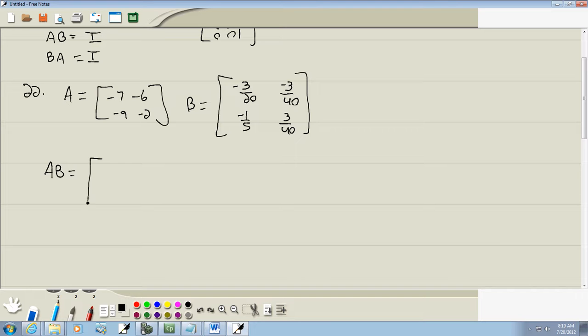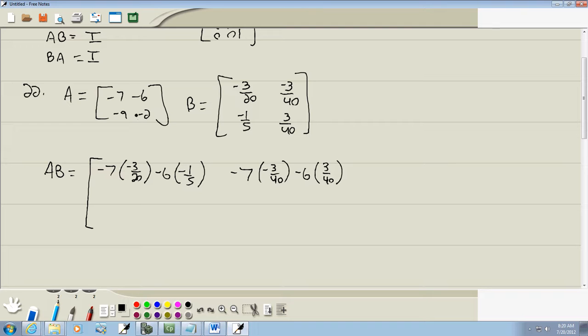So let's go ahead and multiply A times B. I'm going to take row 1 of A times column 1 of B. So I got negative 7 times negative 3 over 20, and negative 6 times negative 1/5. Then row 1 of A times column 2 of B. So I got negative 7 times negative 3 over 40, negative 6 times 3 over 40.